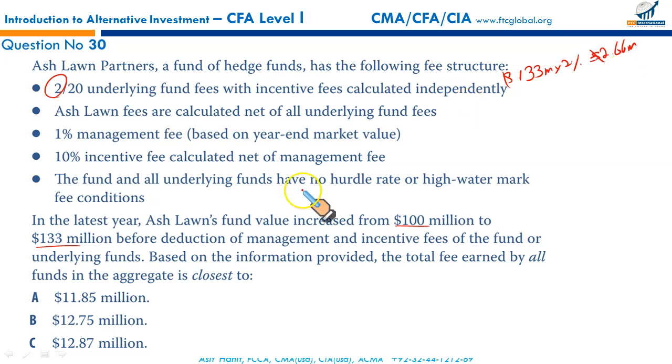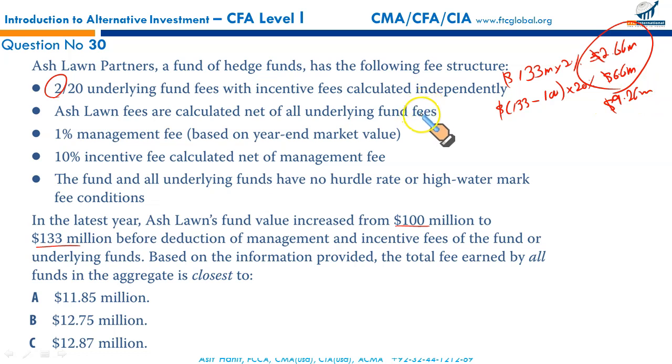Then incentive fee. The incentive fee would be 20% of the difference between the opening and closing value. So it's going to be 133 minus 100. The differential will be multiplied with 20%. That will be the incentive fee. So 133 less 100, 33 million times 20%, that will give you $6.6 million. So the total of these two, 2.66 and 6.6, will give you a total of 9.26 million. So we are done till here.